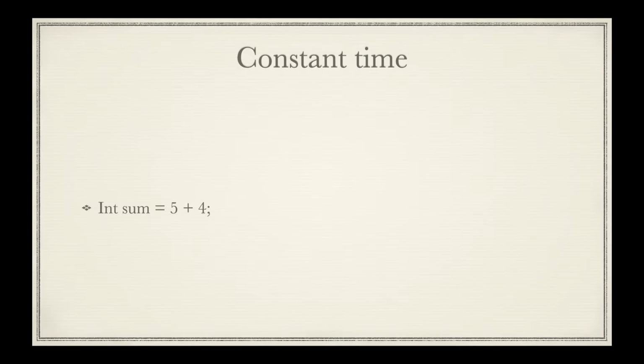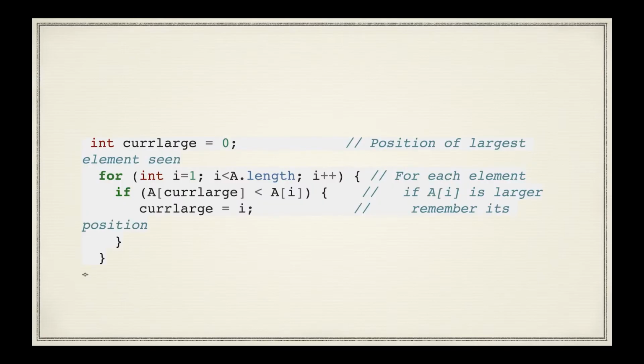Okay, again, this is an actual code example of a constant time function. Int sum equals 5 plus 4. Note there's no array or size to be taken into account, right? It's just a simple algorithm. No matter what was around this, what array you had passed into it, it would always just add 5 plus 4.